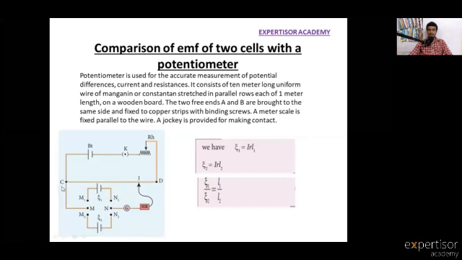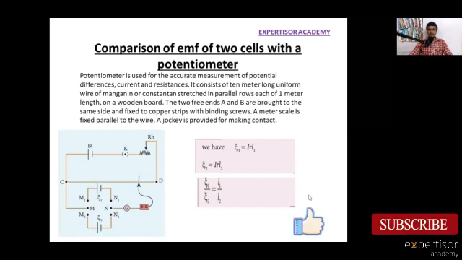This jockey touches the CD points. In this CD wire we have the manganin wire, which creates the null point on the galvanometer. It gives current Ig equal to 0. So this total structure is connected with the battery, key and rheostat.